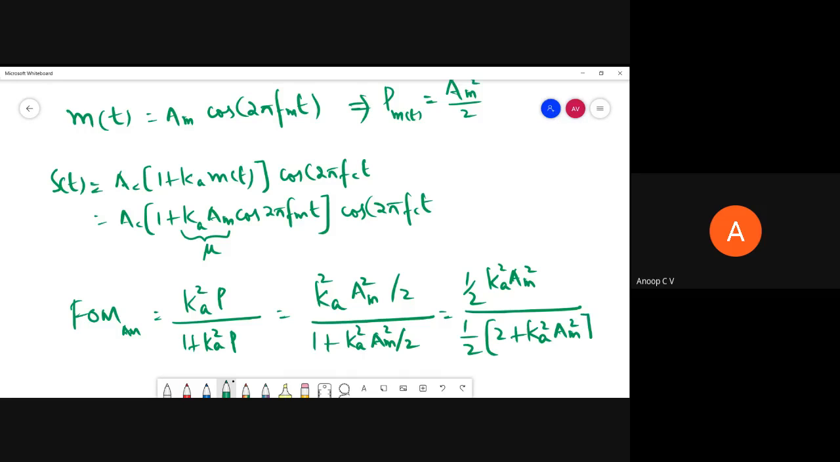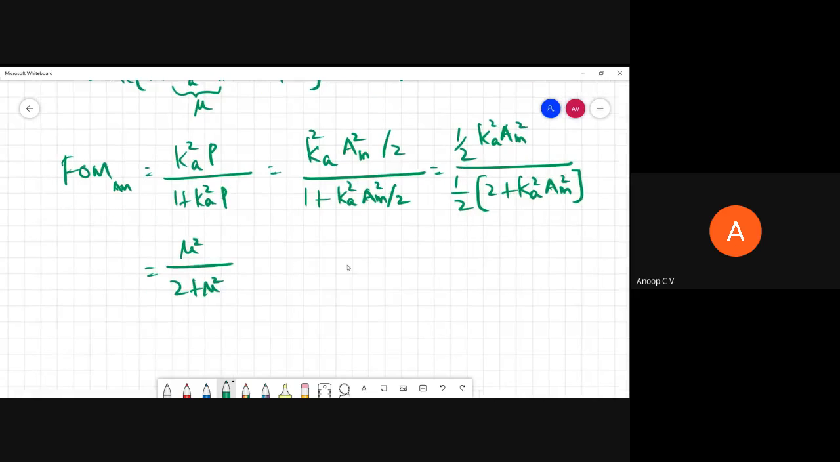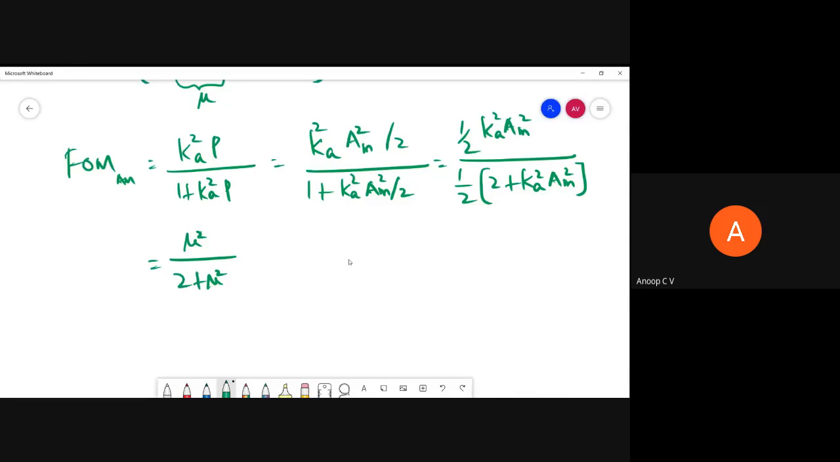So we can rearrange it like this. You know Ka Am is equal to mu, so Ka square Am square will be equal to mu square. This half and half will get cancelled. So this is equal to mu square divided by 2 plus mu square. This is the same expression that we got for the percentage efficiency. Figure of merit is the same as that of percentage efficiency: mu square by 2 plus mu square.